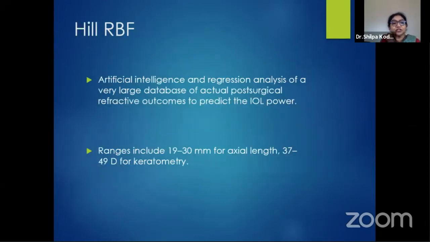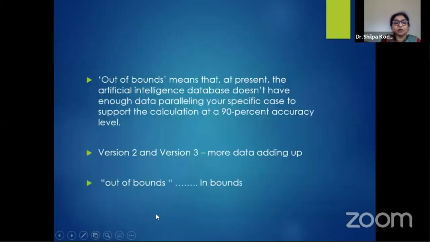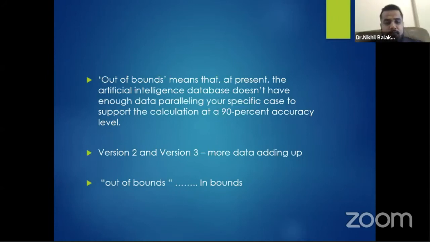The artificial intelligence formula, that is the Hill RBF, uses regression analysis of a very large database. So it covers a wider range of eggshell lengths and corneal powers. And you can put it again in the ASCRS.org website, and you key in your data, and you get something like this. If you can see here, RBF calculation is out of bounds. Out of bounds means that at present the AI database doesn't have enough data paralleling your specific case to support the calculation to 90% accuracy.